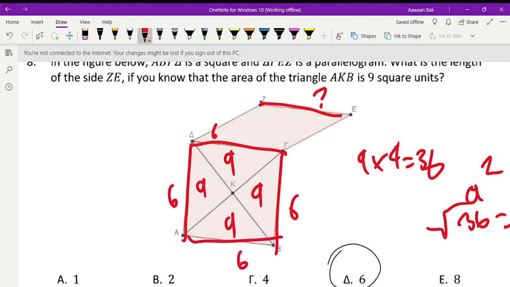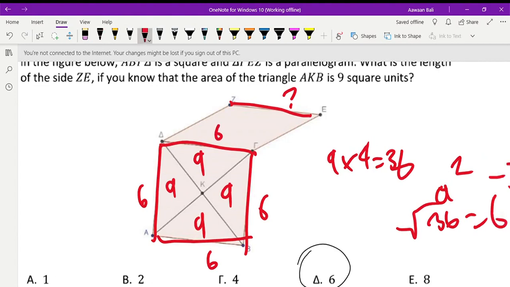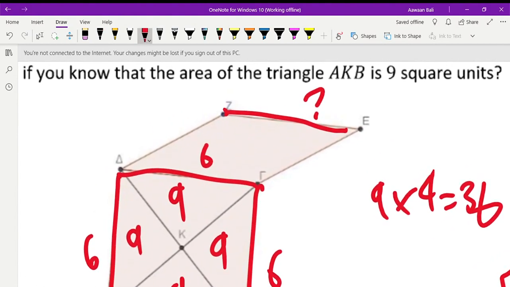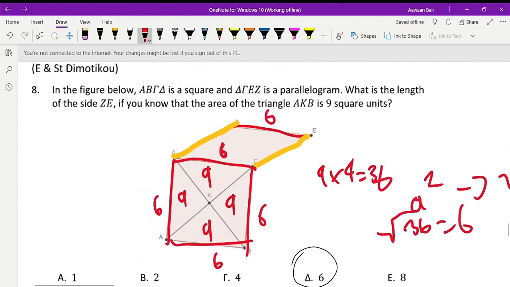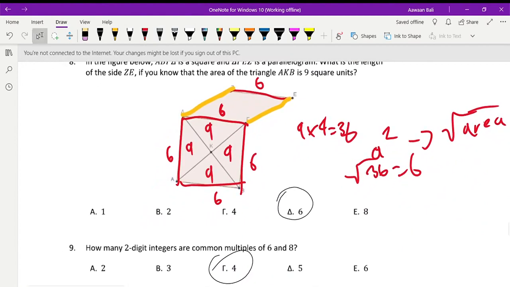However, now we have this parallelogram. If we focus on the upper side, that's 6. We know that in a parallelogram, opposite sides are equal. Basically, what we're saying here is that we know this side is equal to this side, and the 2 red sides are equal to the 2 red sides. And since we know this one is already 6, then we know this one will also be 6. So therefore the answer is delta, 6.